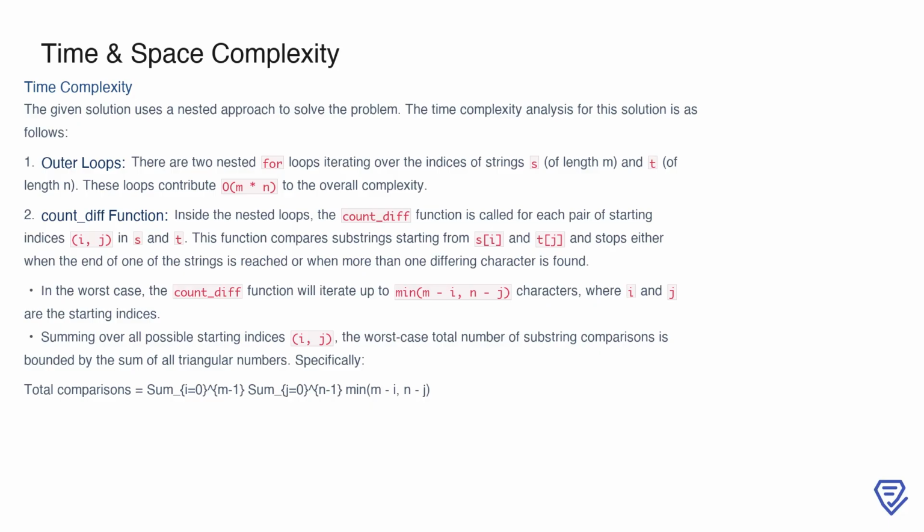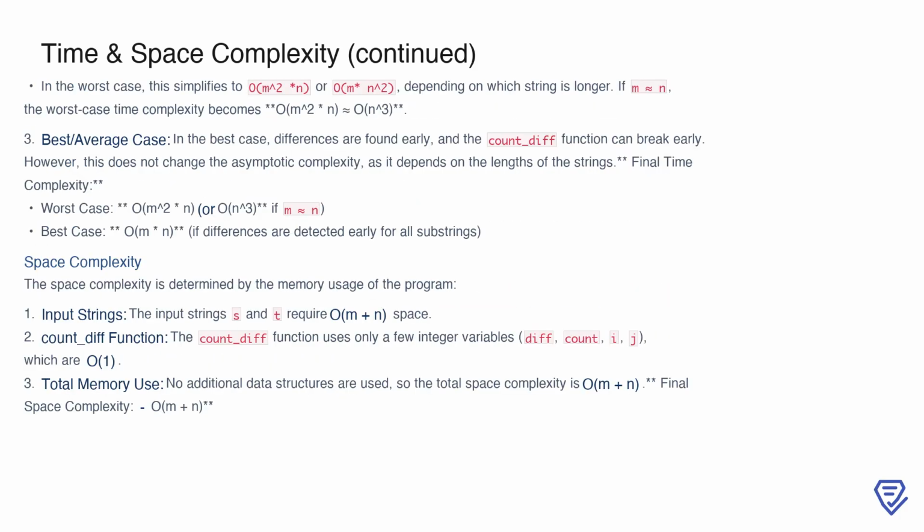In the worst case, the function will iterate through up to min(m-i, n-j) characters. When summed over all possible starting indices, this results in a total number of comparisons equivalent to the sum of triangular numbers. Specifically, the worst-case total is represented as the double summation of min(m-i, n-j) for all valid i and j. This summation simplifies to a worst-case time complexity of m squared n, or m*n squared, depending on which string is longer. When the lengths of s and t are roughly equal, or m is almost equal to n, the time complexity becomes approximately n cubed.